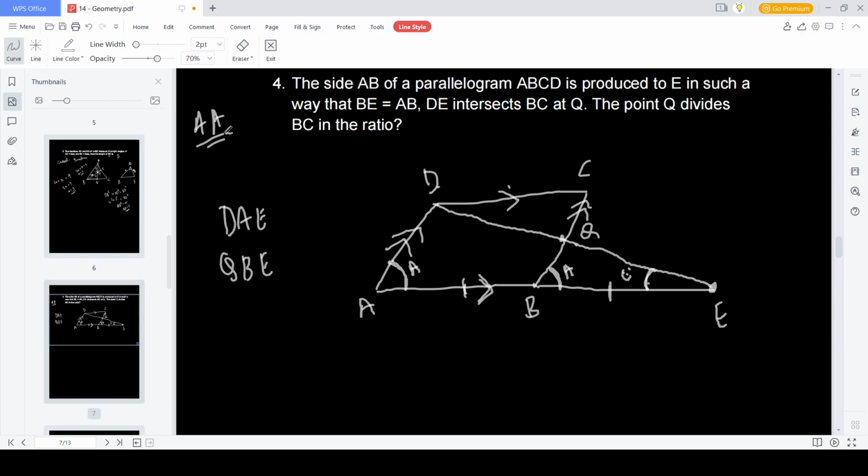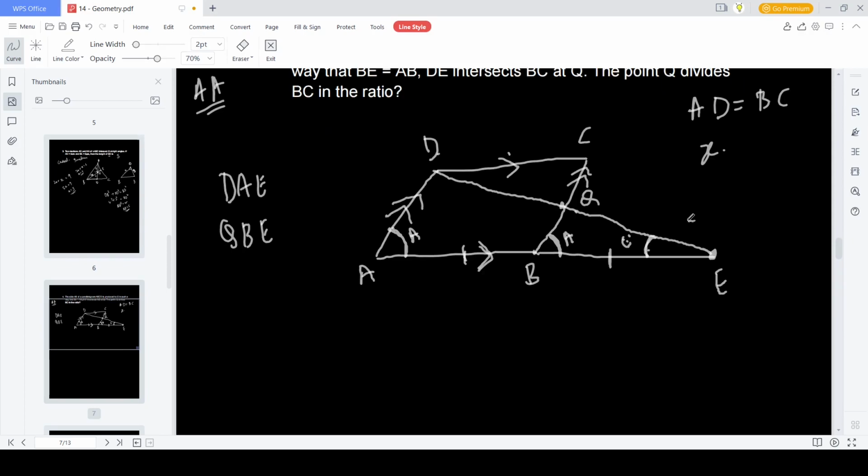So if the two triangles are similar, their sides are going to be proportional. See, in a parallelogram, AD is equal to BC because opposite sides are equal. So AD is equal to BC. That's what I know. Now I know AB is equal to BE. Hence, I will write the rule. In similar triangles, the sides are proportional. Hence, AE is to BE is equal to AD is to BQ.